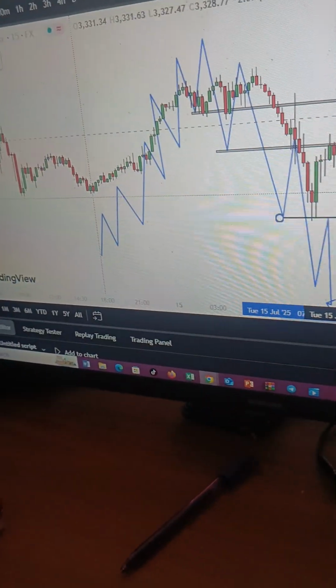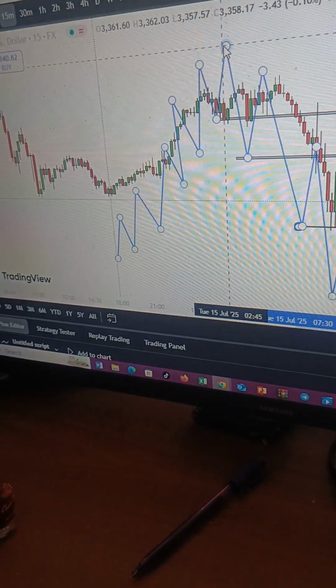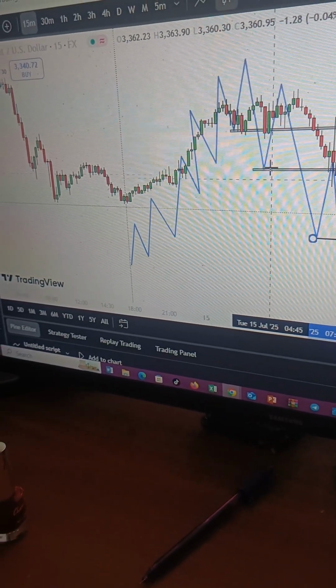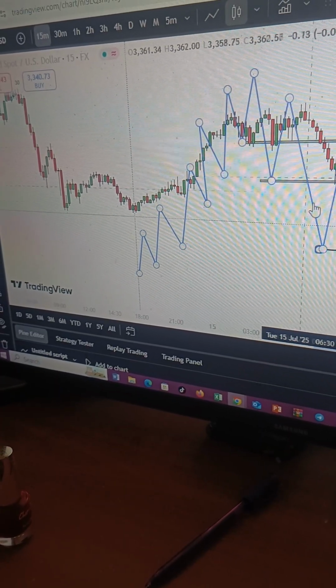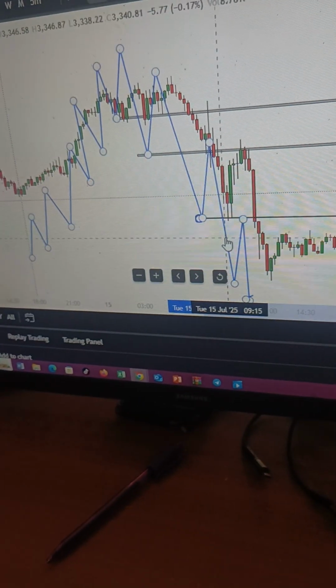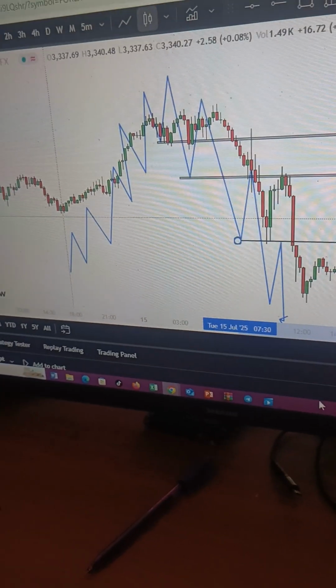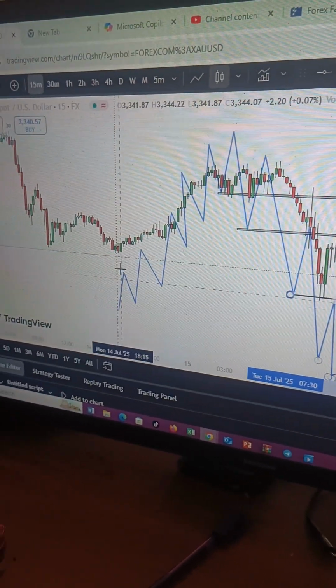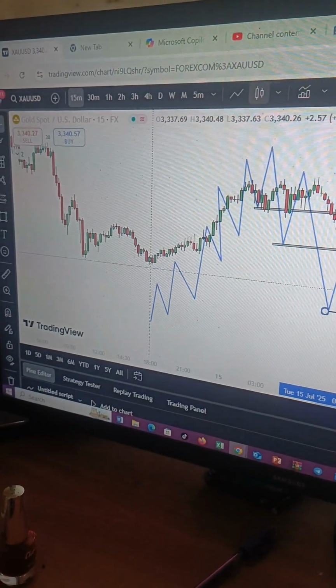So this was our support, right? When the market came here, we broke the support, we retested the support, and then we continued. We broke the support, we retested, we continued going down. We broke this support, we retested, and we continued going down. So when we are going up, the resistance turns to support.